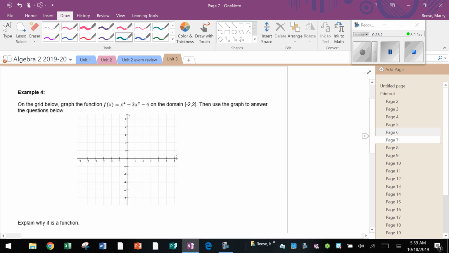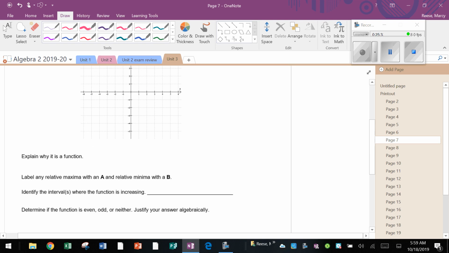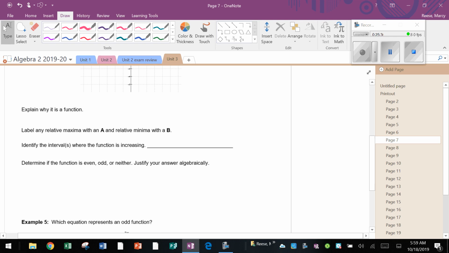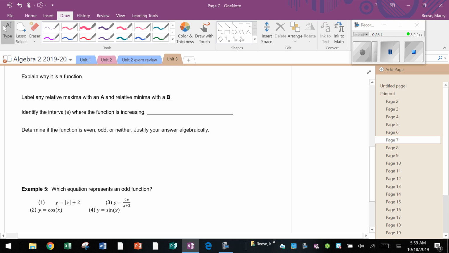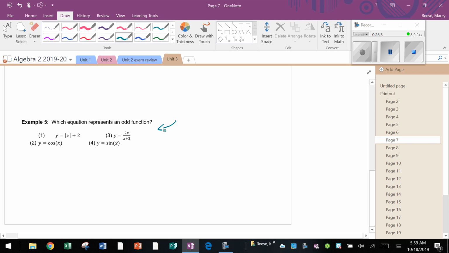All right, kids. This is your last question, and it's going to be right here. You're going to do a little graph. Use your y equals, for example, 4, and explain why it's a function. Remember the vertical line test, which we talked about yesterday. Talk about increasing, relative maxes and mins. Determine if it's even, odd, or neither, and you're going to do it algebraically. And then I'm asking if this is an odd function. And remember to use your graphing calculator, because you can't do this one algebraically yet. So you're going to use your graphing calc to test this one.